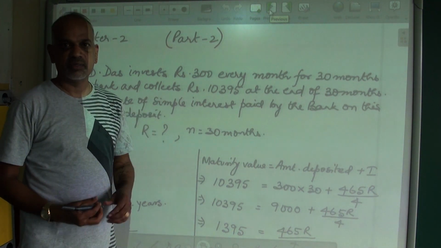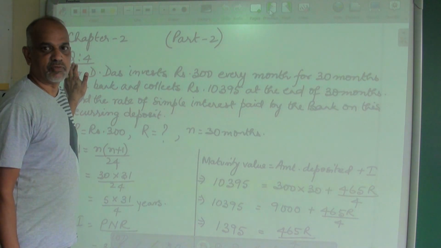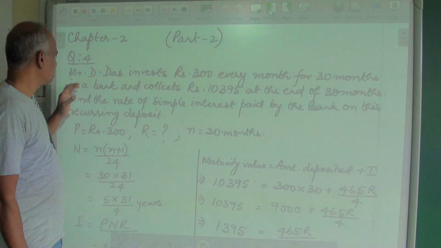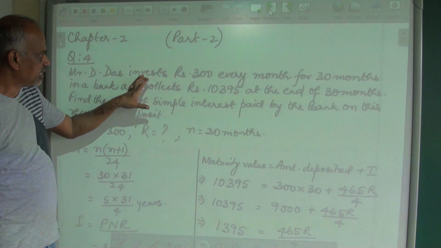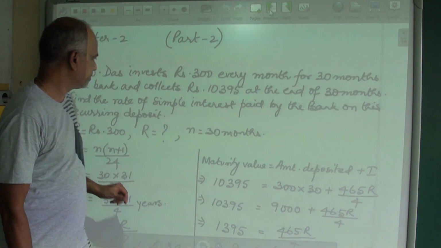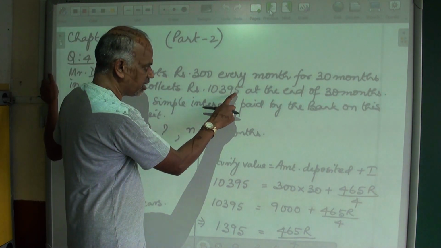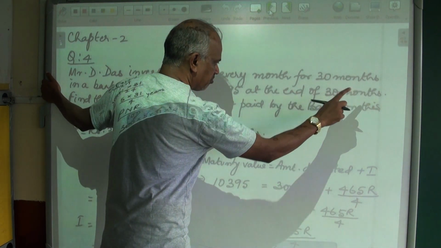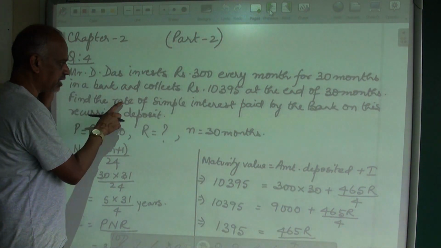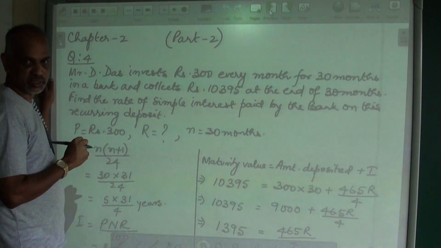This is the second part on chapter 2 on banking. From exercise 2, question number 4. Mr. D Das invests rupees 300 every month for 30 months in a bank and collects rupees 10,395 at the end of 30 months. Find the rate of simple interest paid by the bank on this recurring deposit.